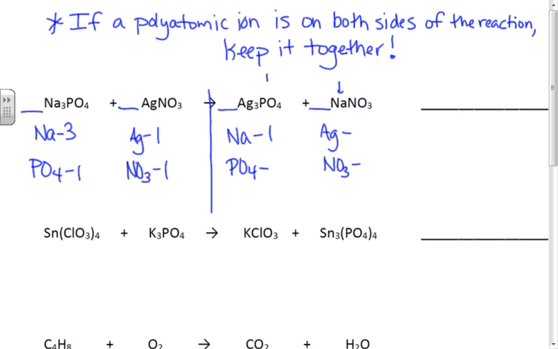How many phosphates do we have? We have only 1. How many silvers do we have? We've got 3 of them. And how many nitrates do we have? Only the 1. So now we need to look and see what does not match up. So Na, we start with 3, and then we end up with only 1. So that one right off the bat needs to be fixed. And the way we do that is to multiply 1 times 3. So we go and we find the compound with sodium in it, and we put a 3 in front.